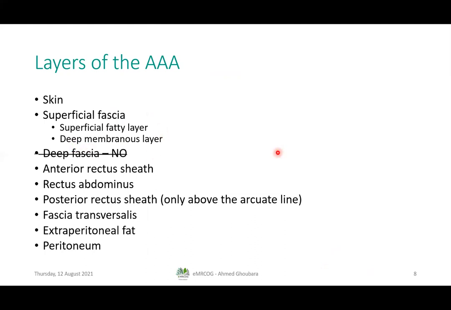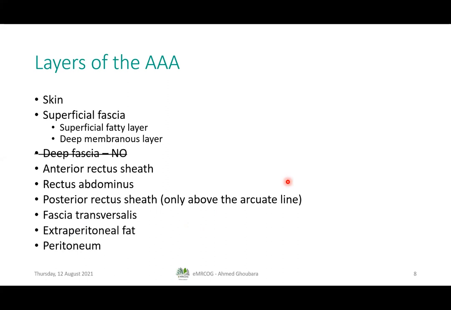So we don't have a deep fascia in the abdomen, to allow for easier respiration. We do have the rectus sheath: the anterior rectus sheath, then the rectus muscles, then the posterior rectus sheath. Interior to that, we have the fascia transversalis, which is unique to the abdomen. And we have the extraperitoneal fat and the peritoneum.